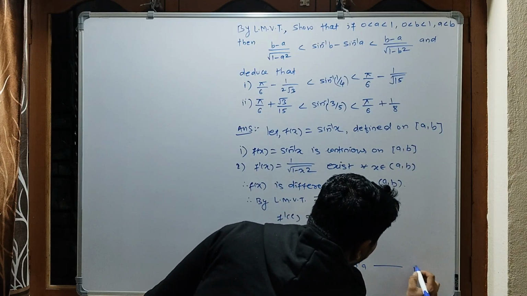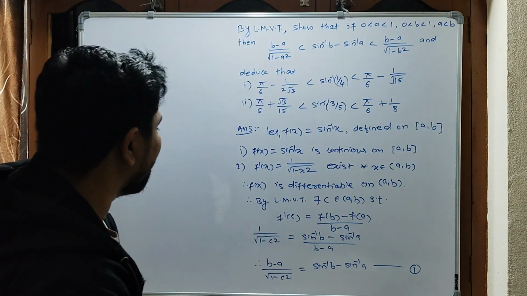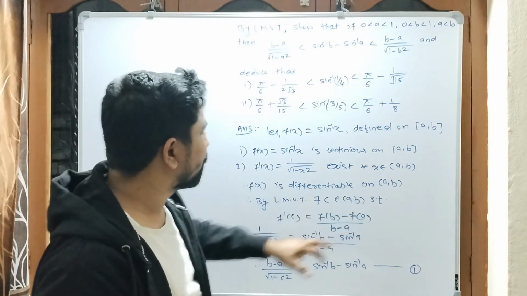I will call this equation number 1. Now I want to show first this inequality. So here c belongs to this open interval a to b.